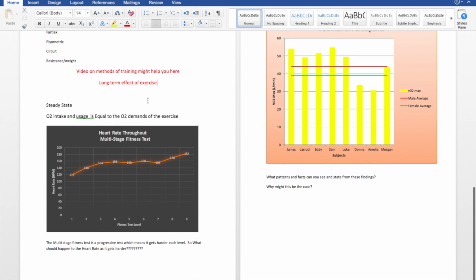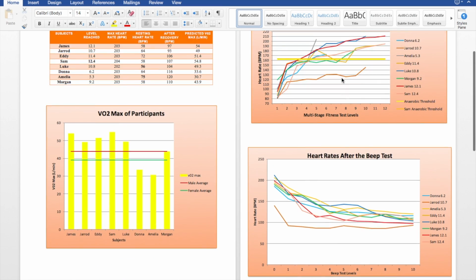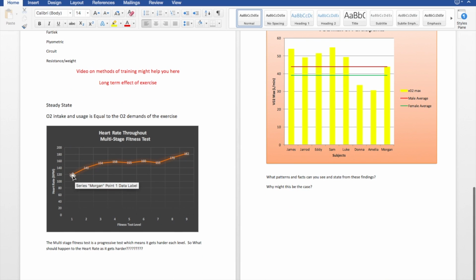The next bit is steady state. So what is steady state? It's about the amount of oxygen that we take in and use, and how it needs to be equal to the oxygen demands of the exercise. So on this graph here, you can see that the heart rate kind of levels off here. It goes between 154, 158, 155, 160, 155. So in this particular area, it's pretty steady. So it's pretty flat. And that means that the oxygen being taken in and delivered and used is about level to the type of exercise that's being done. That's not for the data that you've actually been given. So that's just what steady state would actually show.